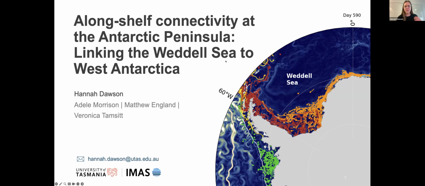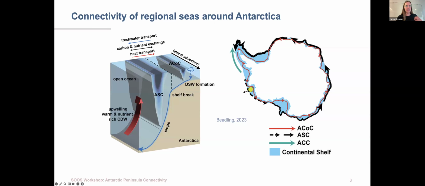Right, let me try to advance the slide. Okay, that advanced. I've got two screens going here, so it's a bit confusing as to what's going on, but I think that's advanced.